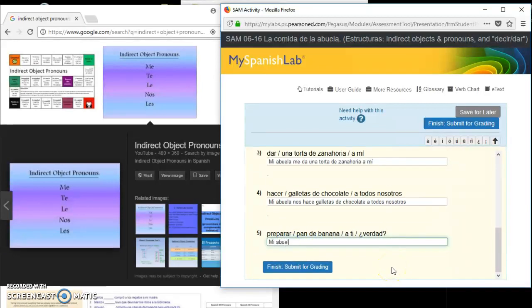Mi abuela te prepara pan de banana a ti, ¿verdad? So it's te, because it's asking a ti, for you. Prepara, conjugated verb. Pan de banana a ti, ¿verdad?